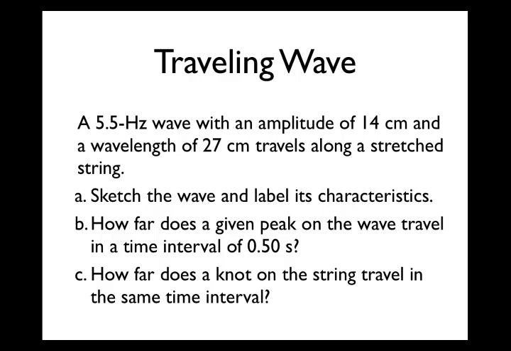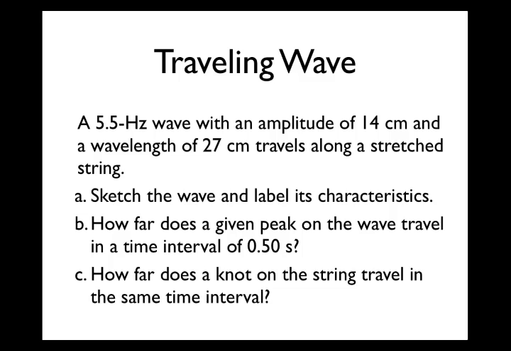Another question involving wave parts and how they relate to each other. A 5.5 hertz wave. Hertz is the symbol of frequency. It's the same as saying 1 over seconds or cycles per second. So a 5.5 hertz wave is made by something that is oscillating back and forth 5.5 oscillations per second.